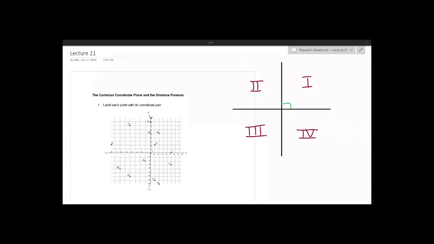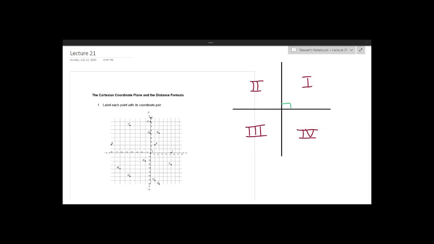Welcome back, everyone. Today we're going to be talking about the Cartesian coordinate plane and distance formula. Most of this video will deal with just coordinate points on the Cartesian coordinate plane, which was established by René Descartes back in the 17th century. He used it to bridge the gap between algebra and geometry because on the Cartesian plane you can represent curves and shapes with algebraic functions, with equations, and use that to solve problems algebraically.